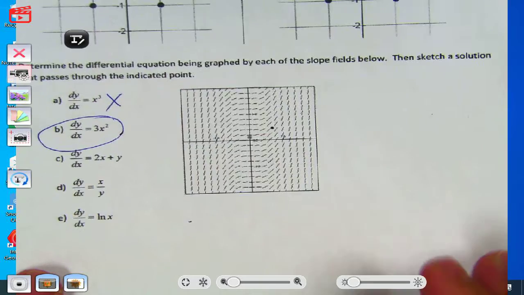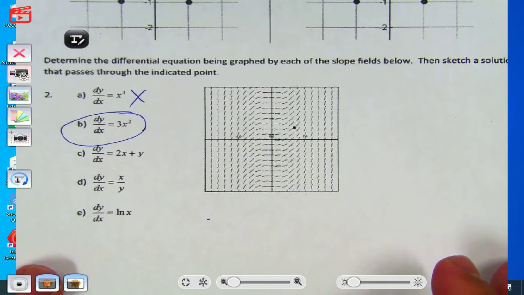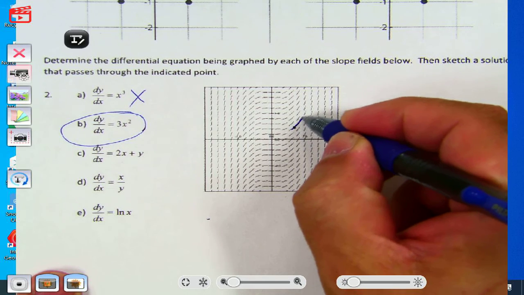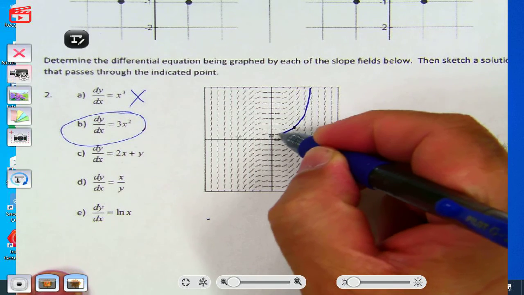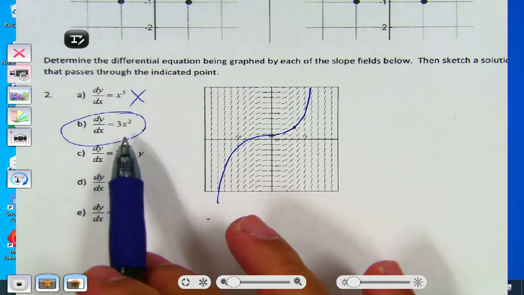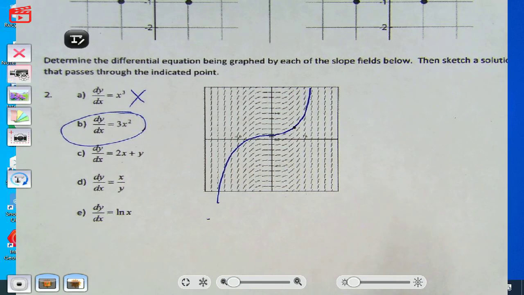And then it says sketch a solution that passes through the indicated point. So draw like this. Make sure it goes through the indicated point. So it'll be like that. Right, but the differential equation is a square. You bring the 3 down, technically, the derivative.